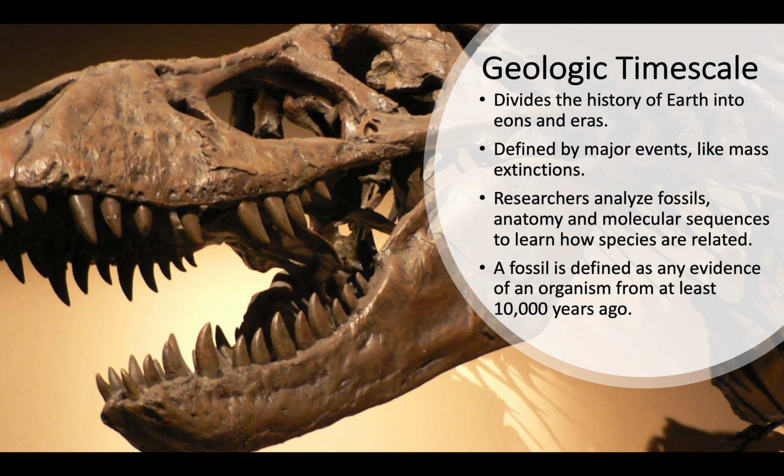So let's talk a little bit more about the geological timescale. A couple of previous slides ago, we learned that scientists divide the history of the Earth into both eons and eras. To do that, they define major events like mass extinctions or the Ice Age, for example. Researchers will analyze fossils, anatomy, and molecular sequences to learn how species are related within these time periods. A fossil is defined as any evidence of an organism from at least 10,000 years ago. So if anything that we find is younger than 10,000 years, it's not considered a fossil.